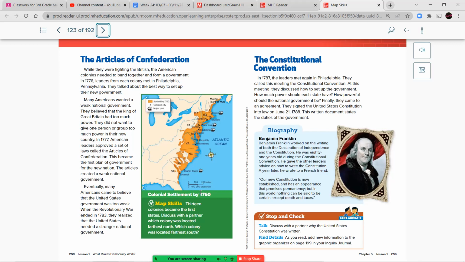Colonial settlement by 1760. 13 colonies became the first states. Discuss with a partner which colony was located farthest north, which colony was located farthest south. So which one is up north the highest and which one is farthest south.